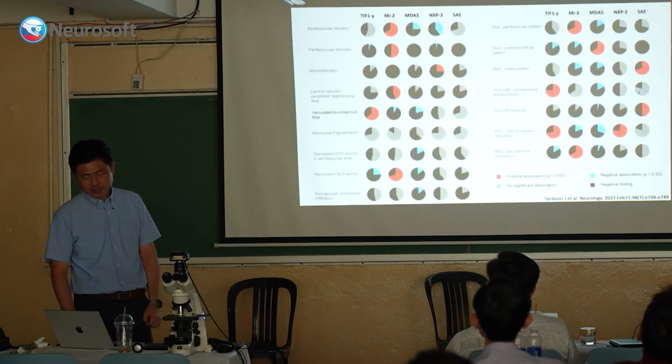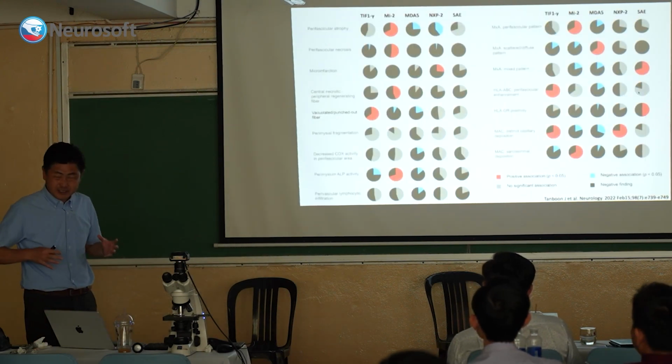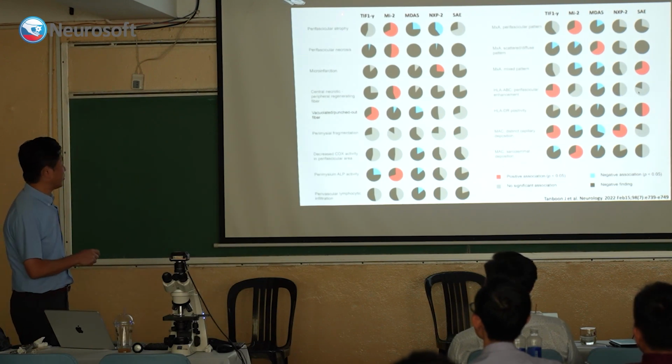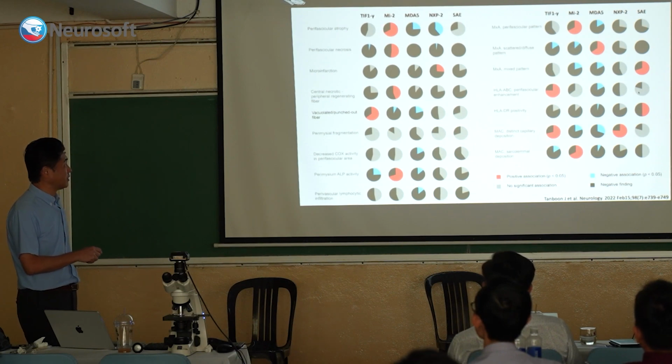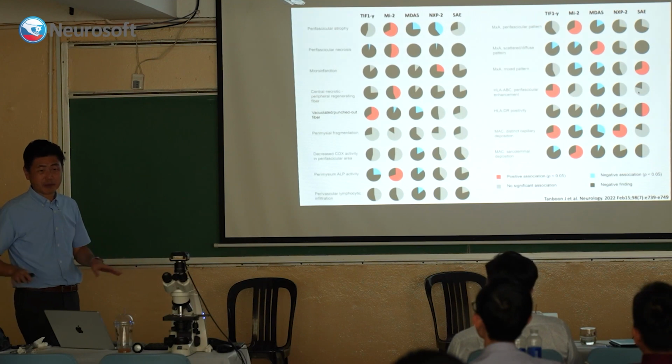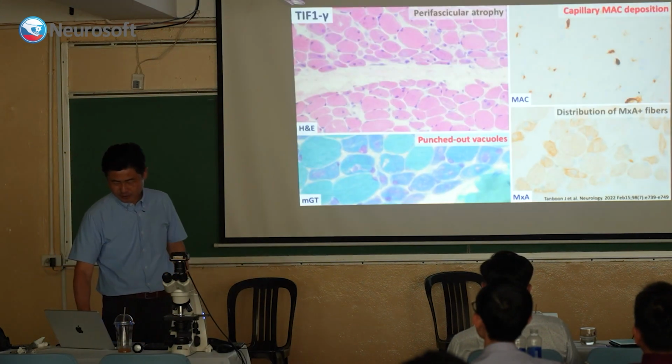I don't go into the detail, but we did a lot of extensive study, and the answer is yes. For example, perivascular atrophy is most often seen in Mi-2 positive cases, but in NXP2 it is very rare, something like that. So I don't go into the detail.